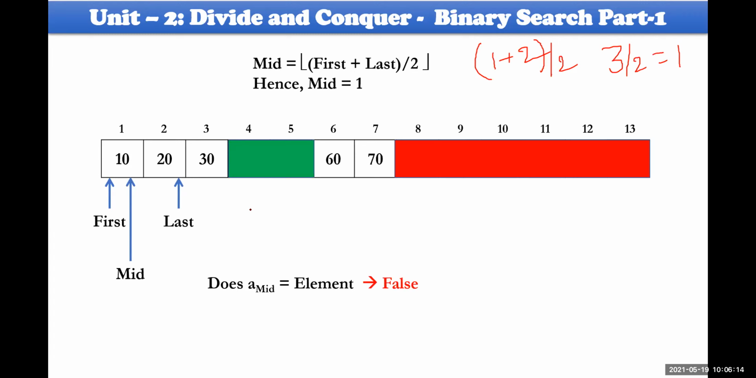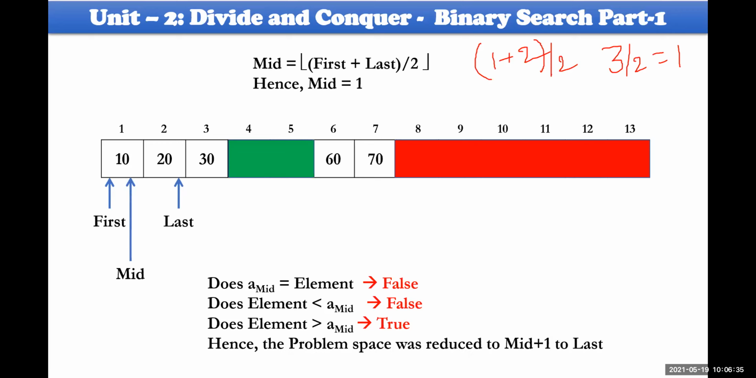Then, is A of mid equal to element or not, that is, 10 equal to 20? It is false. Then, is element less than A of mid, that is, 20 less than 10? Again it is false. Then it is going to check whether element is greater than A of mid. Yes, it is true. Therefore, first will be adjusted to mid plus 1, in the sense of 2, and last is already there with 2 here.